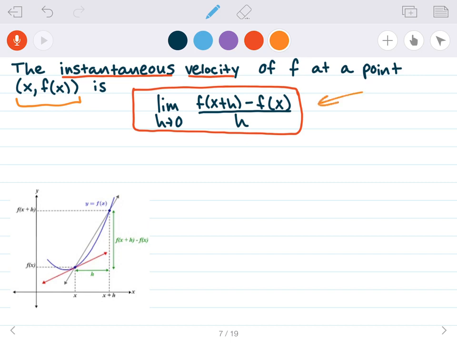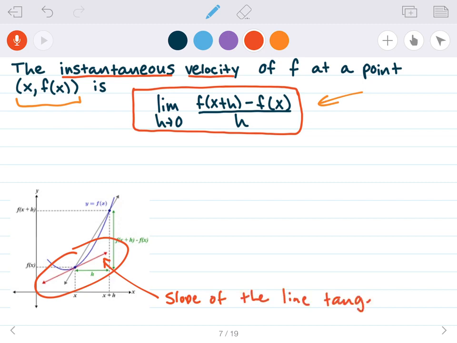Okay, so basically it's just the average velocity, but the limit as h goes to 0 of the average velocity. What does that mean? Okay, we're going to talk about what that means, but basically the instantaneous velocity is just the slope of the line tangent to x comma f of x. So again, that's that red line that you see in the picture.